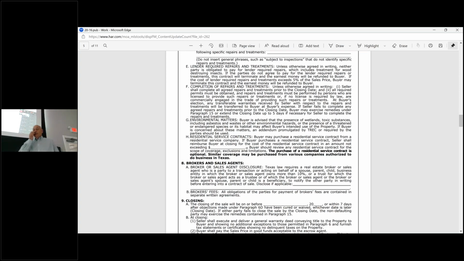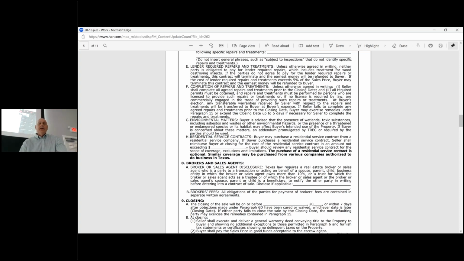E, lender required repairs and treatments. If you don't know what that means, that's a situation where typically an FHA or a VA loan, because in a conventional, they're not even going to really know the condition of the home. But let's say it's a VA deal, they send out an inspector and they note that the roof is 25 years old, on 20-year shingles. They're not going to loan money on that. They're going to require that a repair be made, a roof replaced prior to issuing the loan.